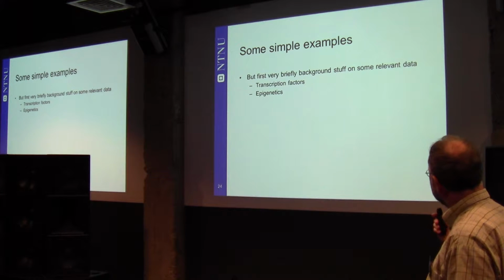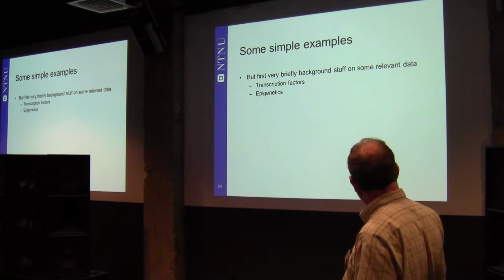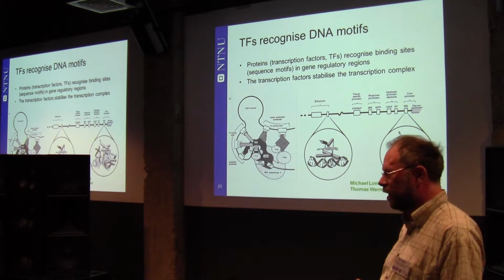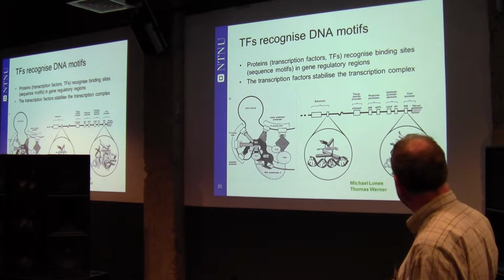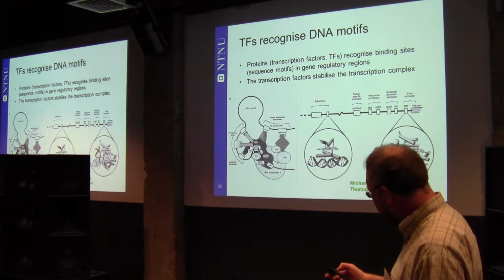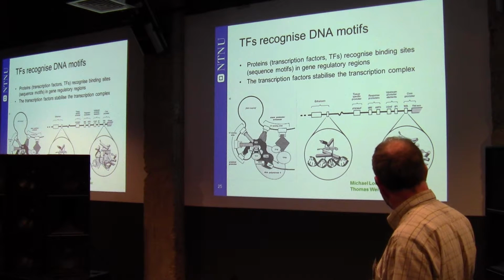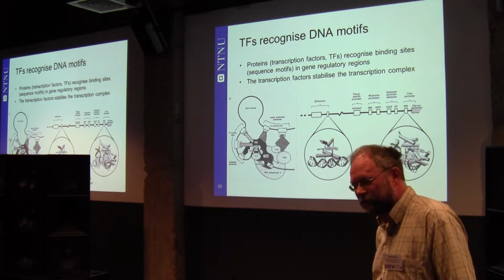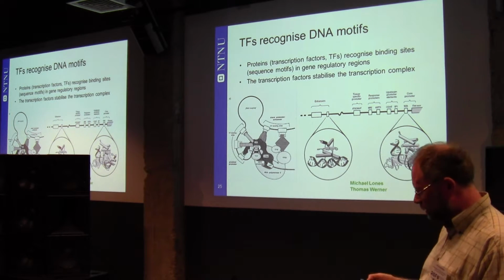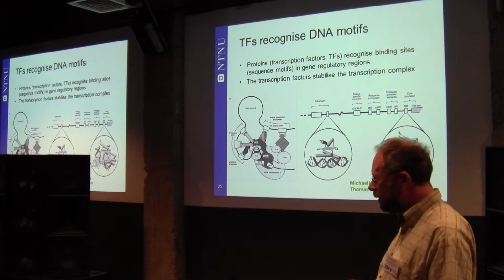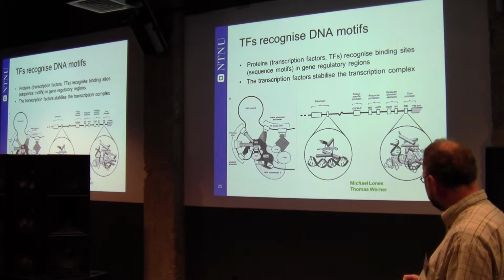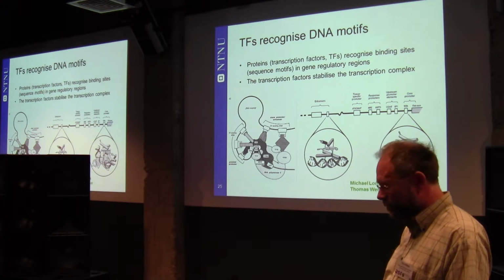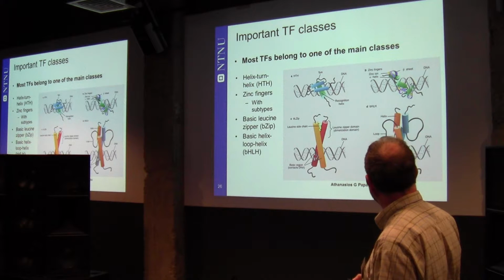Some simple examples, but first a very brief background on some relevant data. Persistent factors, I understand I don't need to go very much into that, but the important thing I want to point out here is that although they recognize specific motifs, or more or less specific motifs, in the DNA sequence, the way we normally map them experimentally means that we don't necessarily know that exact position completely.